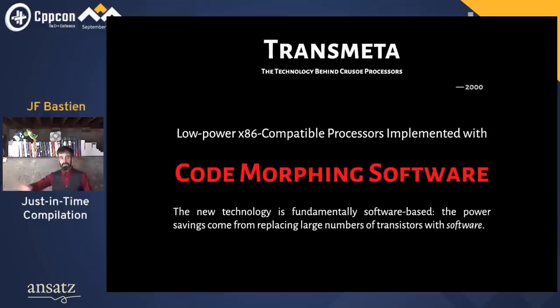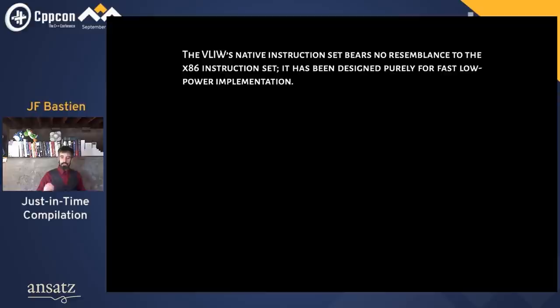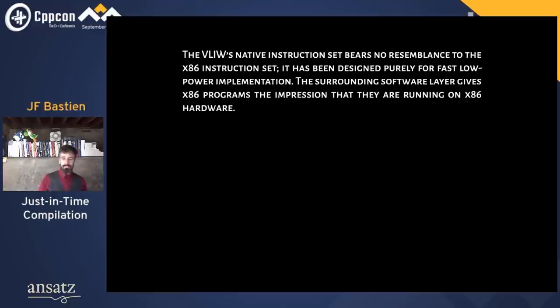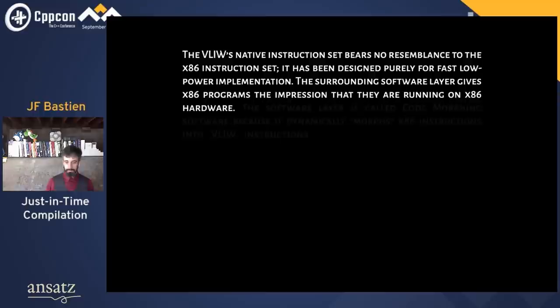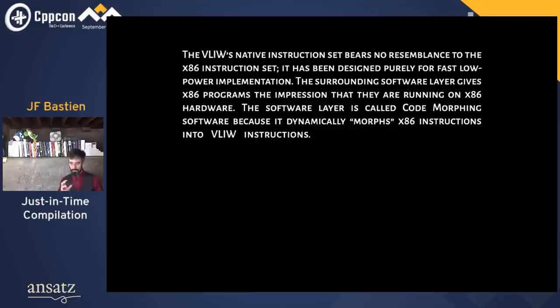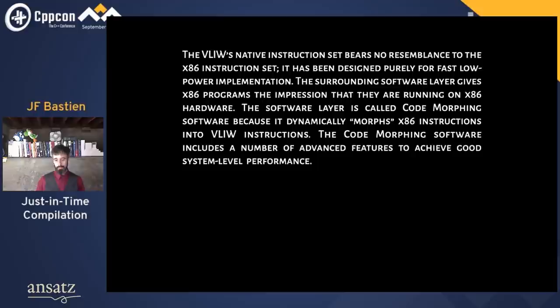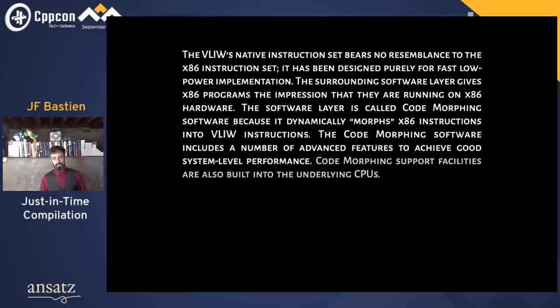It's really cool. All right, so now I'm going to apologize again for the wall of text, but it's a really exciting wall of text. Let's look at it. The VLIW's native instruction set bears no resemblance to the x86 instruction set. It has been designed purely for fast, low-power implementation. The surrounding software layer gives x86 programs the impression that they're running on x86 hardware. The software layer is called code morphing software because it dynamically morphs x86 instructions into VLIW instructions. The code morphing software includes a number of advanced features to achieve good system-level performance. Code morphing support facilities are also built into the underlying CPU.